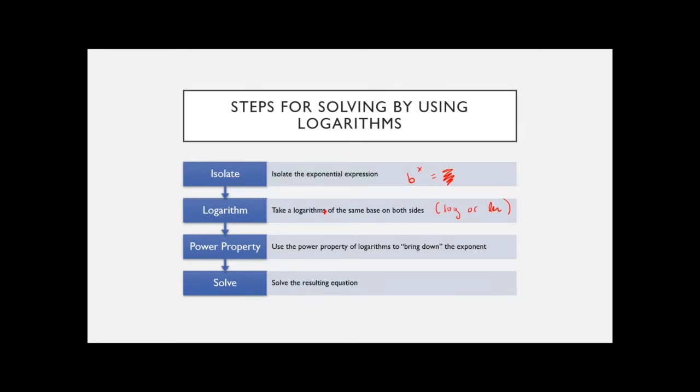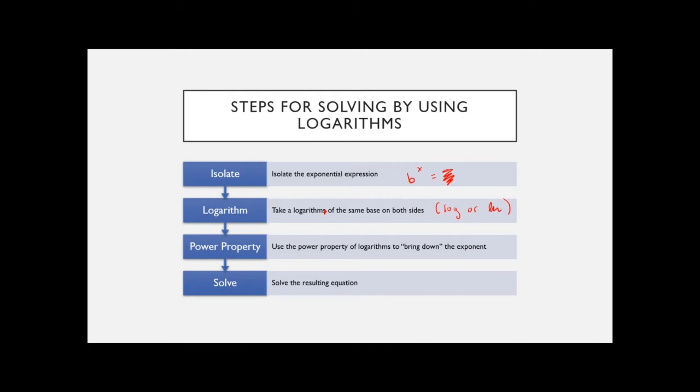So I usually do whichever one I have a calculator button for. My TI-30X that I use has a button for both. So it really doesn't matter whether I use a log or a natural log because both of them have buttons on my calculator. But like my graphing calculator that I use when I start doing calculus and everything, I only have a natural log button. So then I'll do the natural log because that's what I have a button for. So it doesn't matter which one you choose as long as you do the same thing on both sides. So that's the logarithm step.